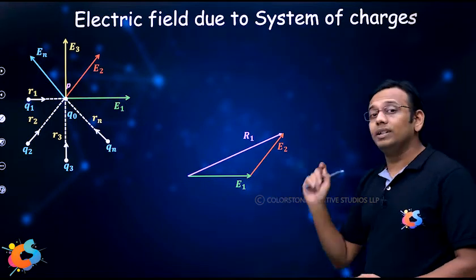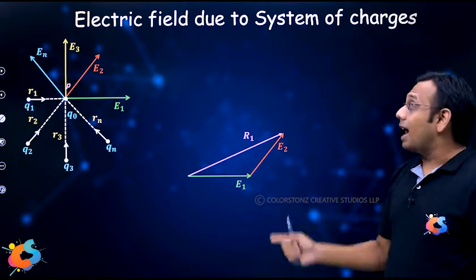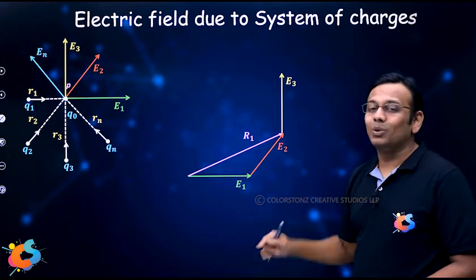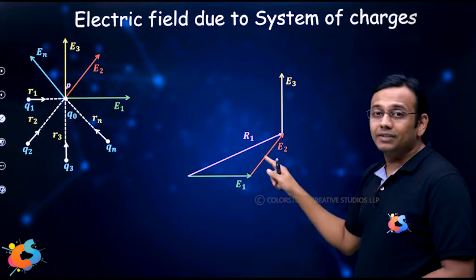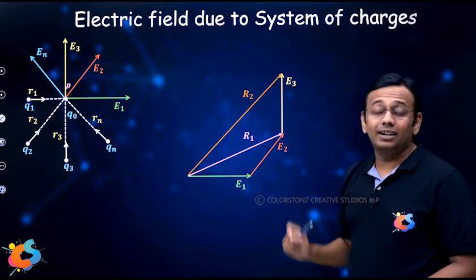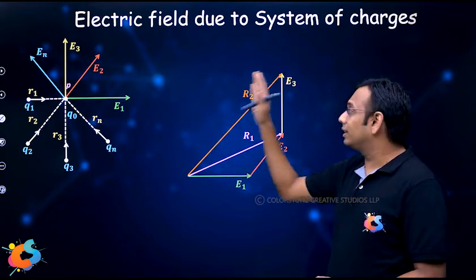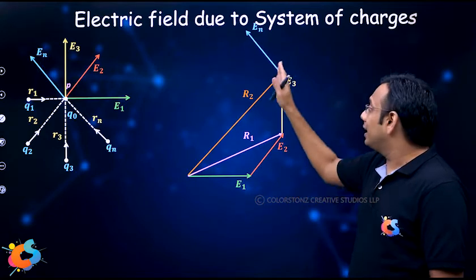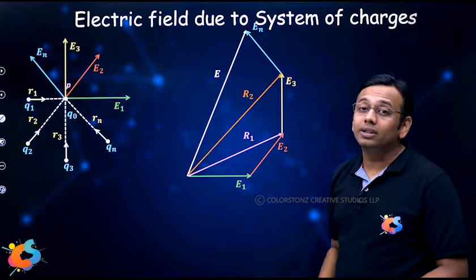So let's say R1 is the resultant of these two electric fields. Then I will have to bring E3 and add it with R1. Once again, apply triangle law, head and tail are coinciding. Complete the triangle, we'll get R2. Then bring the vectors one by one in the same manner. Let's say we reach En finally. Then we will get the net electric field after adding all these vectors.